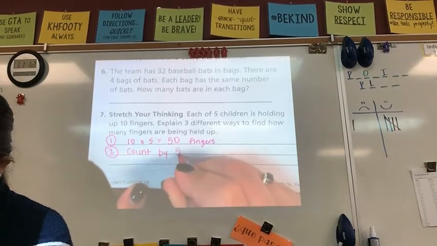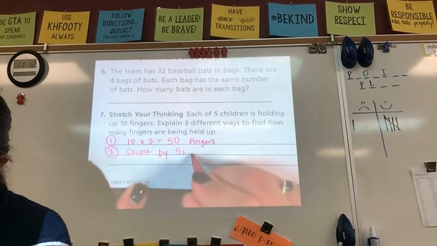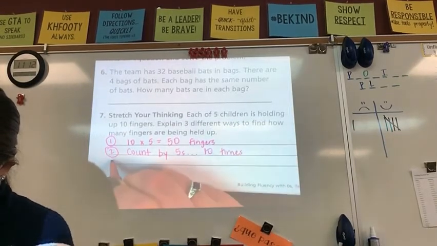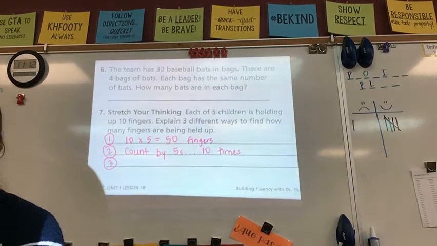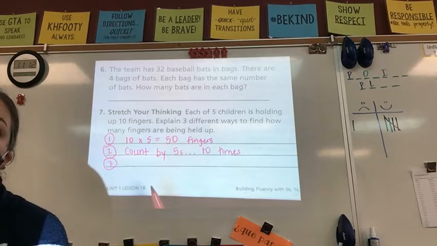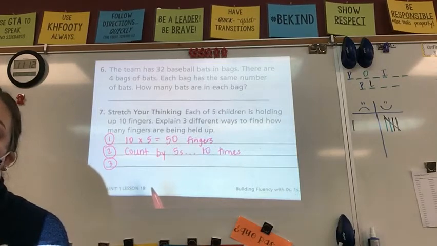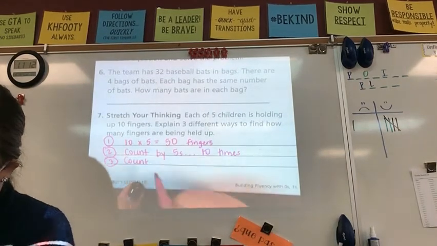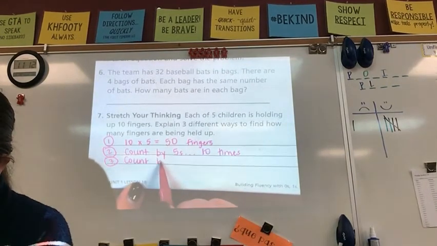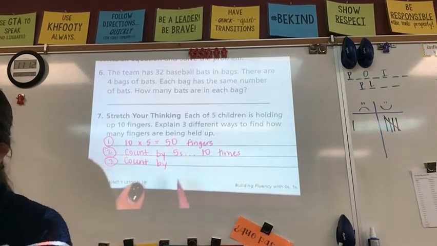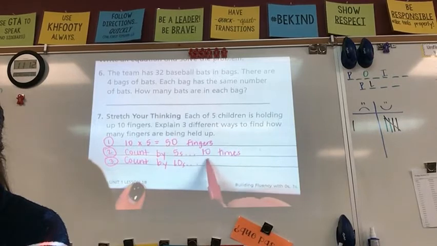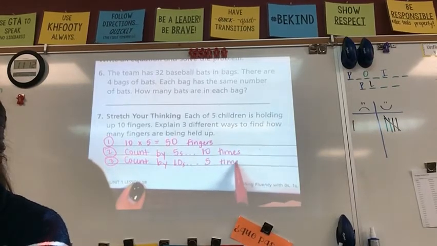Counting by 5s in our head. Count by 5s in our head. Yes. Count by 5s 10 times. Yes. What was the third way that we solved? So we did just an equation. We counted by our 5s. And the third way was we counted, Emerson? We counted by 5. We wrote that one. We counted by our 5s and we also counted by our 10s. How many times? 5 times. 5 times.